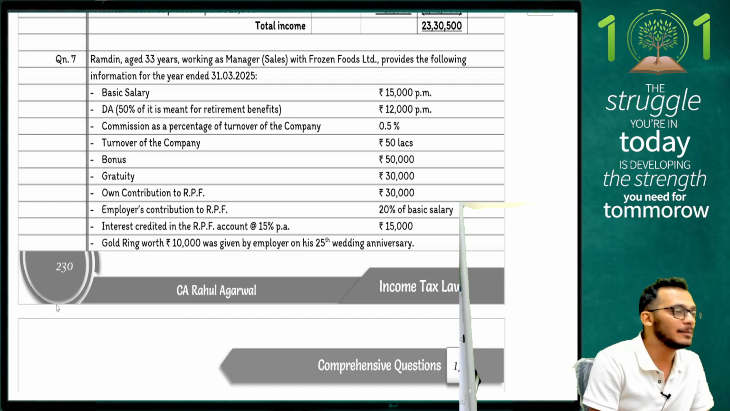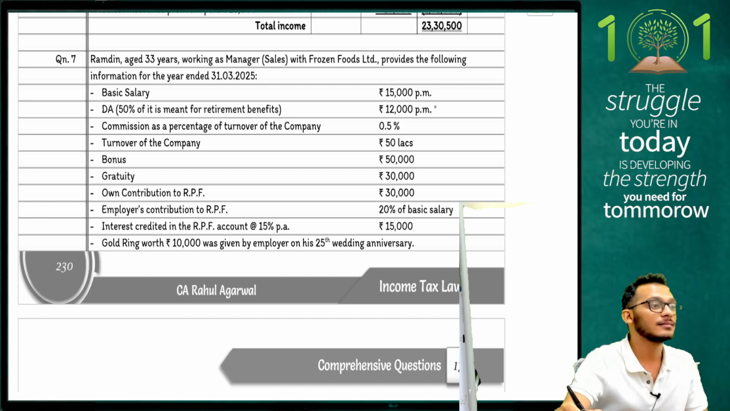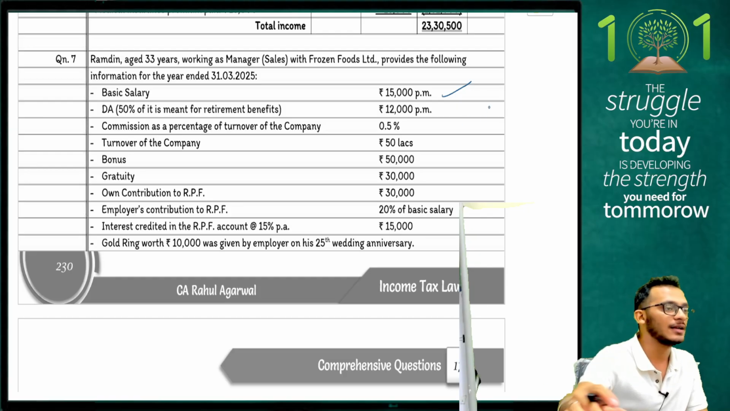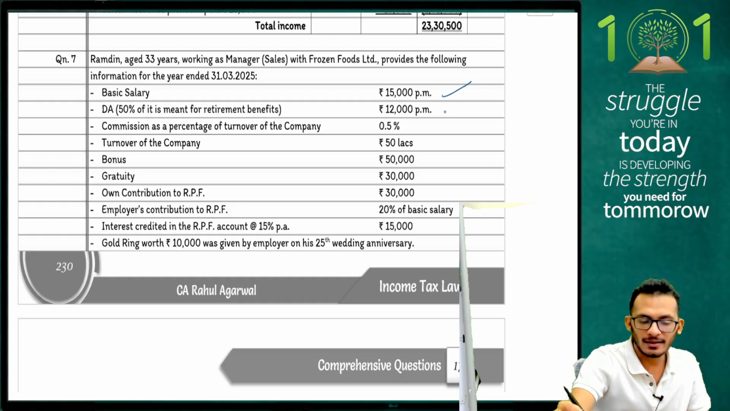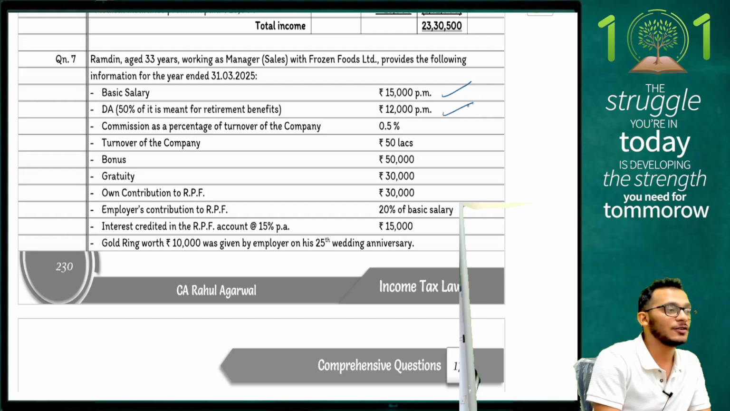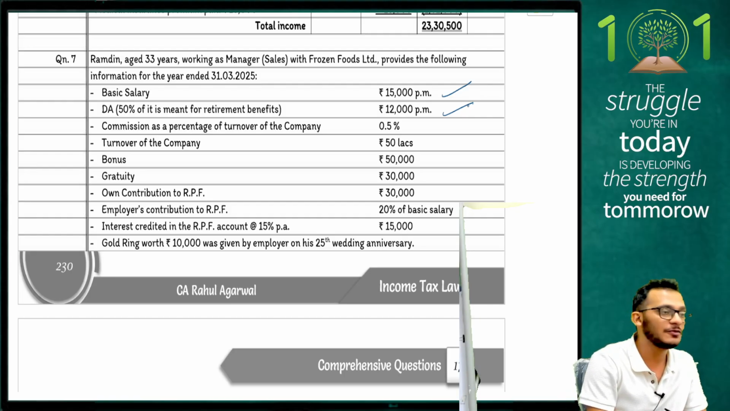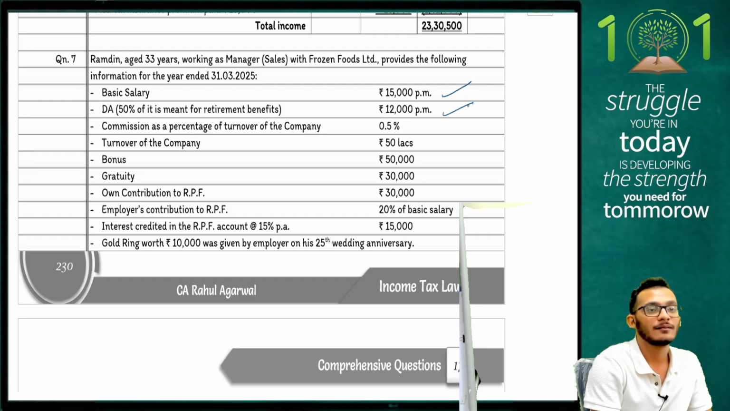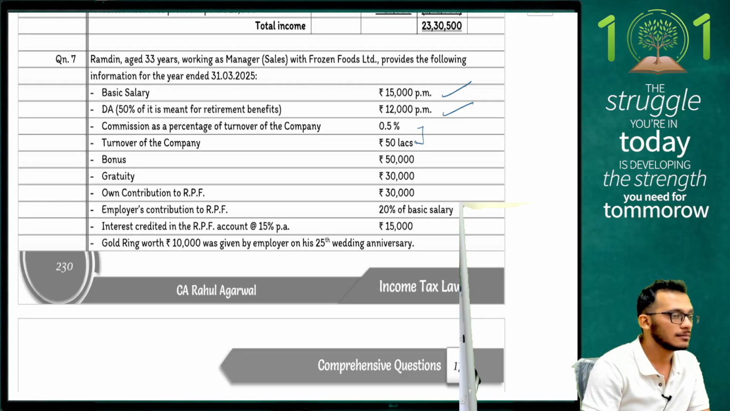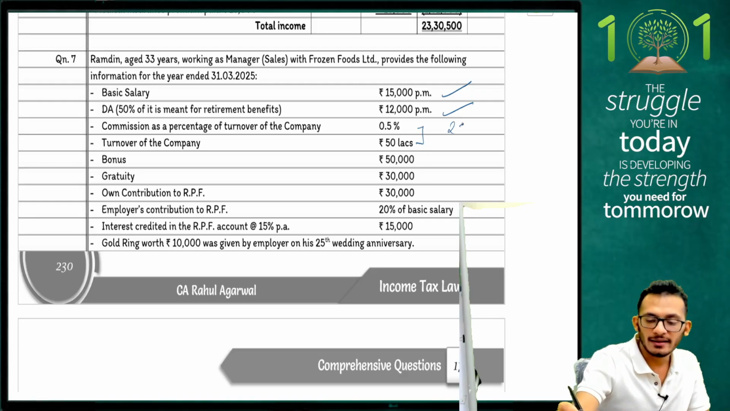Basic salary of 15,000 per month. Taxable, not taxable? Taxable. DA is 50% of retirement benefits, 12,000 amount, fully taxable. Commission paid as a percentage of turnover is 0.5%. Turnover is 50 lakhs. What will I do? 0.5% of 50 lakhs is 25,000, fully taxable.